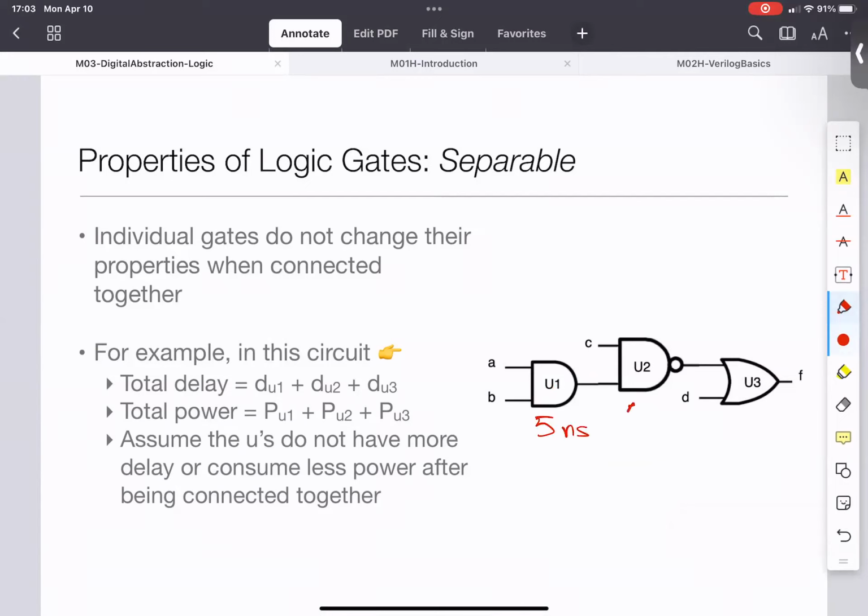This thing takes 4 nanoseconds. This thing takes 5 nanoseconds. Then a consequence of this separable assumption is that if my NAND gate had a delay of 4 nanoseconds in isolation, even when connected, its delay will be 4 nanoseconds. Again, it's an assumption, but we go with that. So assume that they do not take more delay, they do not consume more power, all the properties remain stable as we connect them. This is to keep life simple, and then we adopt conservative design practices to make sure that this happens.